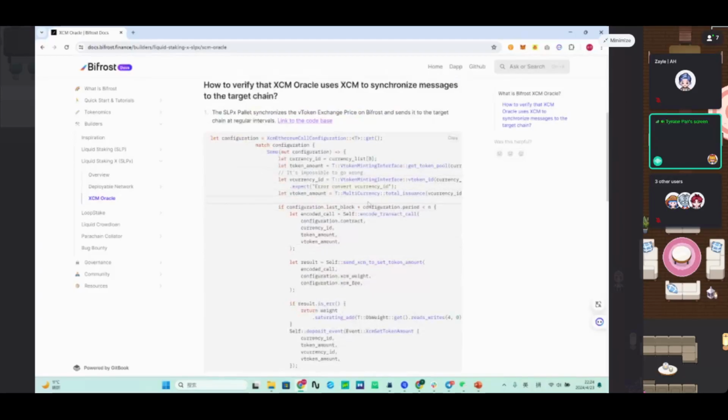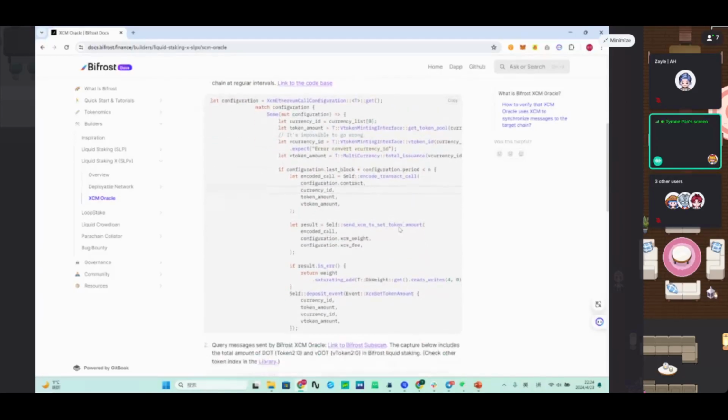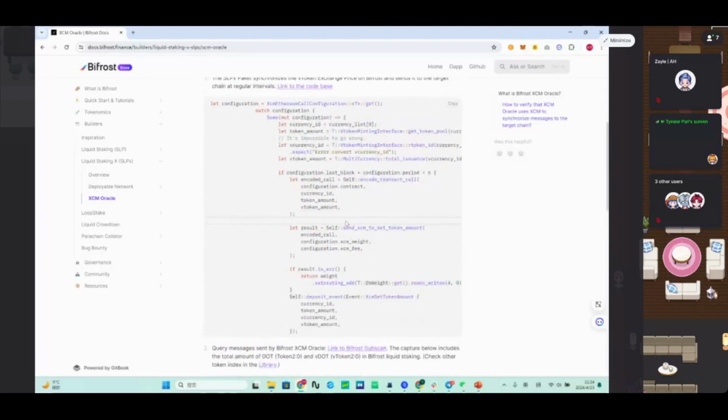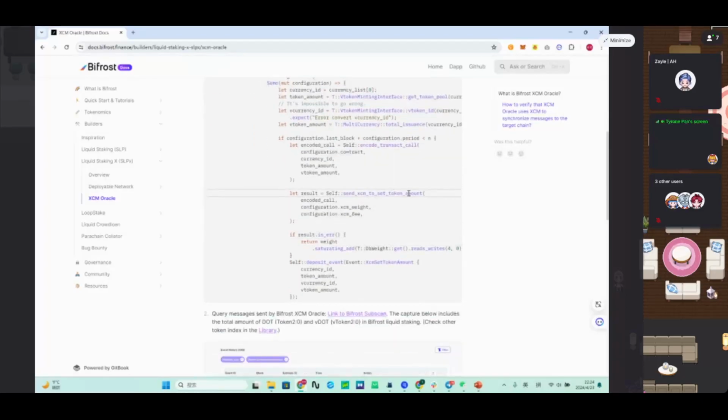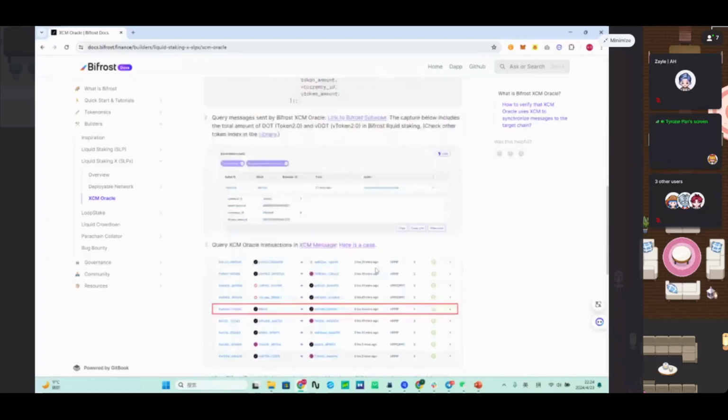Here is the code. I will share this documentation in the group later. You see some V token minting interface, get token pool. Get token pool is to get the exchange rate from Bifrost and get the V token ID and the total issuance. So we set that price via XCM to set amount in the destination chain's contract, so the contract can easily query the price in that contract.